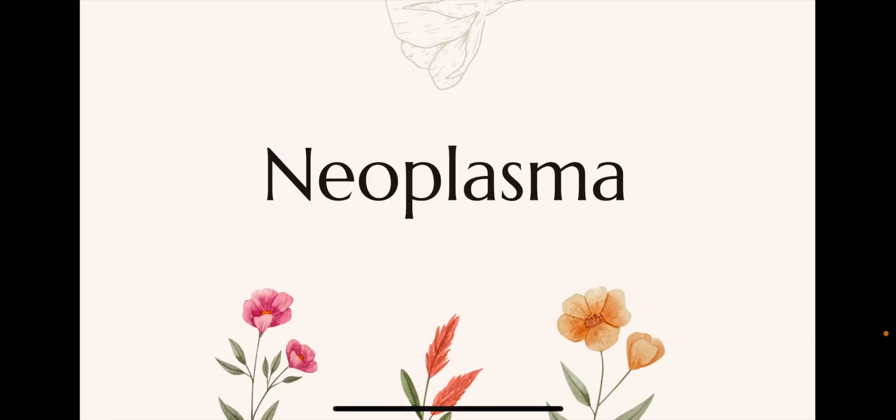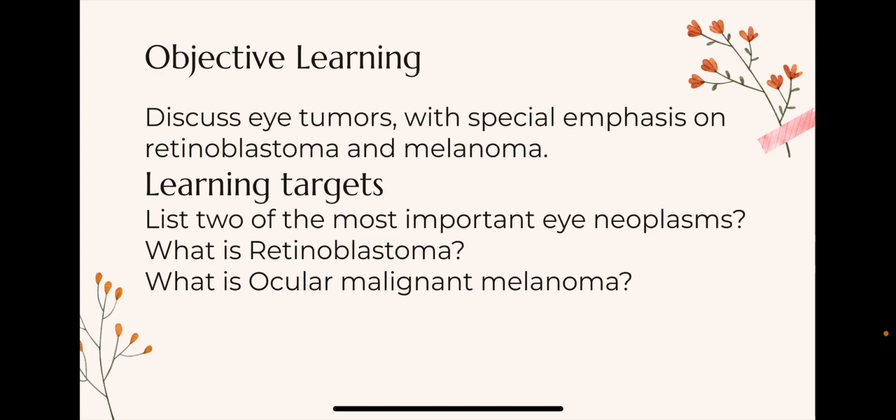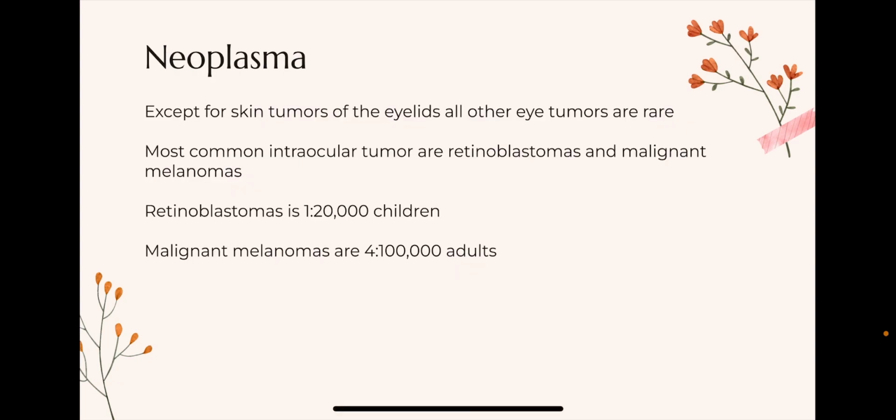All right, and finally, we're going to move over to neoplasias. We're going to talk about 2. So, our learning objective is to discuss eye tumors with special emphasis on retinoblastomas and melanomas. And then our learning targets are: list 2 of the most important eye neoplasms. What are retinoblastomas and what are ocular malignant tumors? Melanomas, sorry.